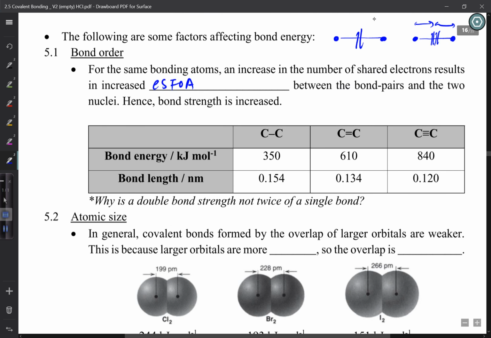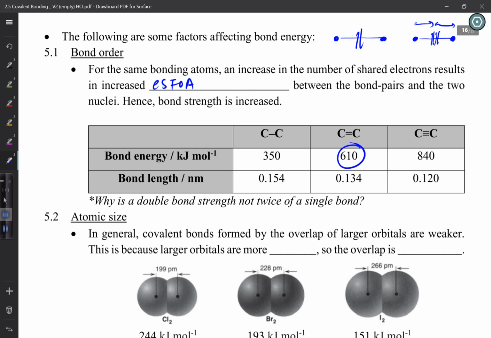So now, if you look at triple bond, double bond, single bond, the question is, why is the double bond strength not twice that of a single bond? In other words, why isn't this 700? Why is it 610? Because they are already a certain distance apart, then you just bring them closer by a bit. It's not double. You're getting close to the explanation, but that's not the explanation.